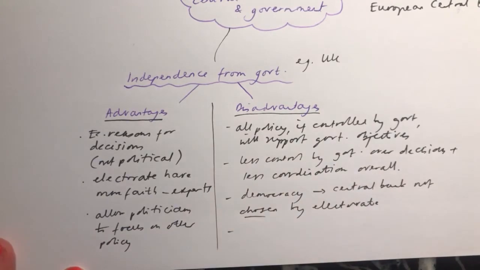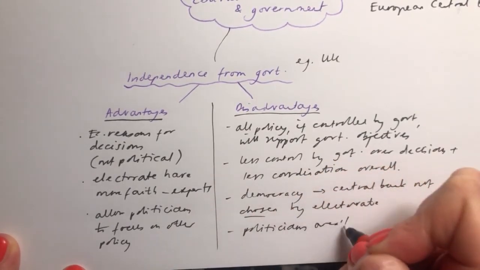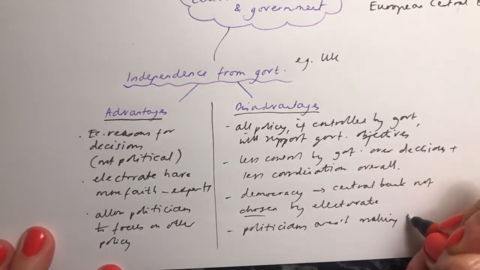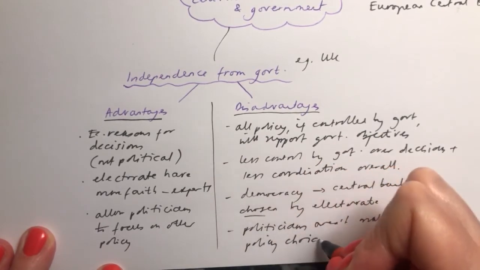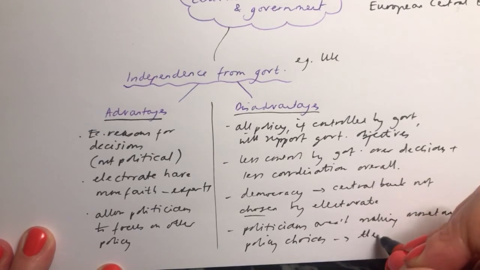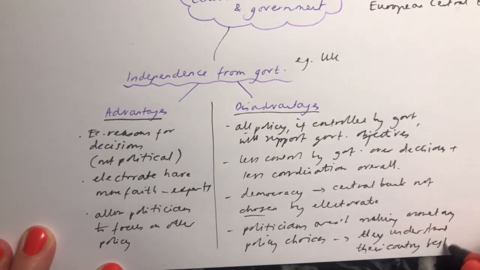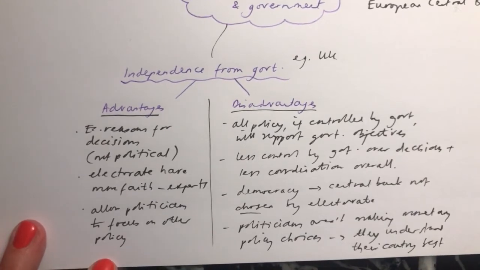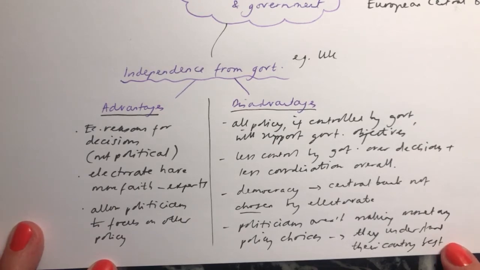The last point here is that you could say that a disadvantage of independence from government is that politicians aren't making monetary policy choices, and they understand their country best. You could argue that it's the politicians who really understand what's happening in the country and how people are affected on a day-to-day basis, how firms are affected. They should be the people who are making the decisions to do with monetary policy.